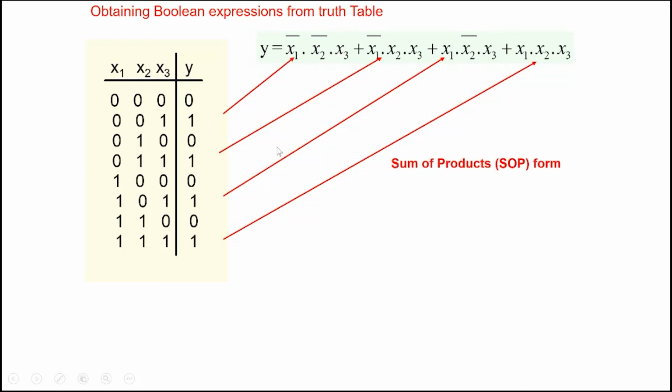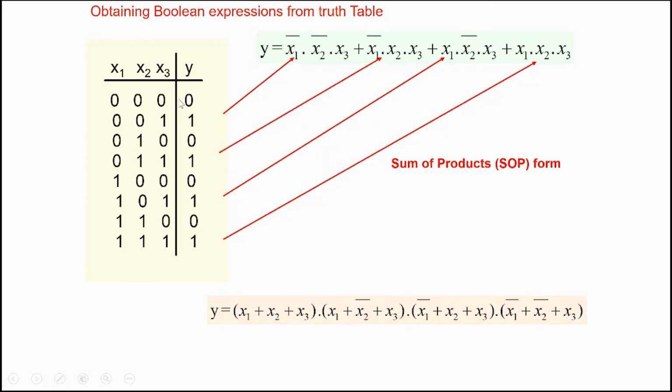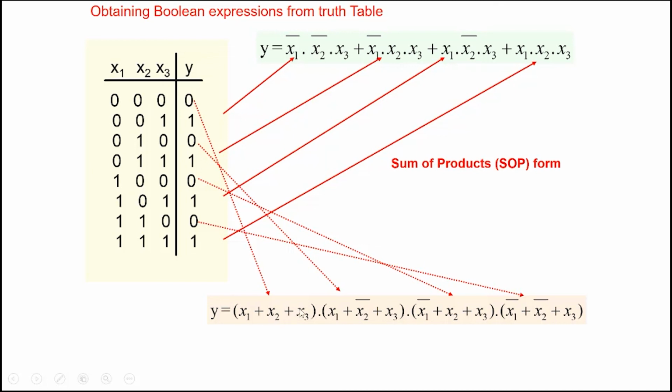Or you could write it in this particular form. You could focus on zeros and write it like this. The first one is all zeros, so it's x1 plus x2 plus x3. The second one has a 0 here, so it will be x1 plus x2 bar plus x3. This one would be x1 bar plus x2 plus x3. And this one would be x1 bar plus x2 bar plus x3, right?